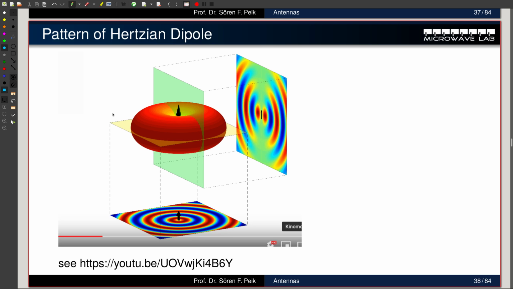When you look at this pattern in 3 dimensions, you can see that the shape of the radiation pattern of the Hertzian dipole looks like a donut. You get no radiation up here, maximum in this direction, and it's a perfect circular shape in the azimuth plane. There's a nice animation I can show you, but I cannot open it here. You can try it at home: go to this YouTube video and you can see an animation of how the radiation of a dipole looks. I just took a screenshot of it, which is nice to watch.